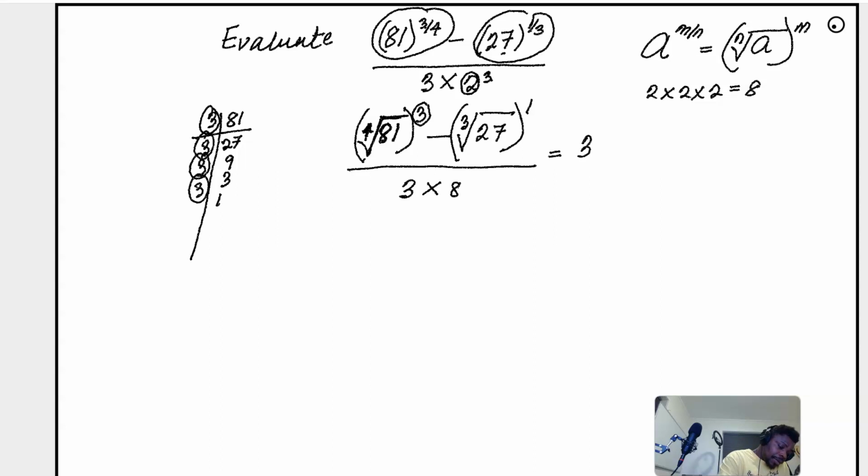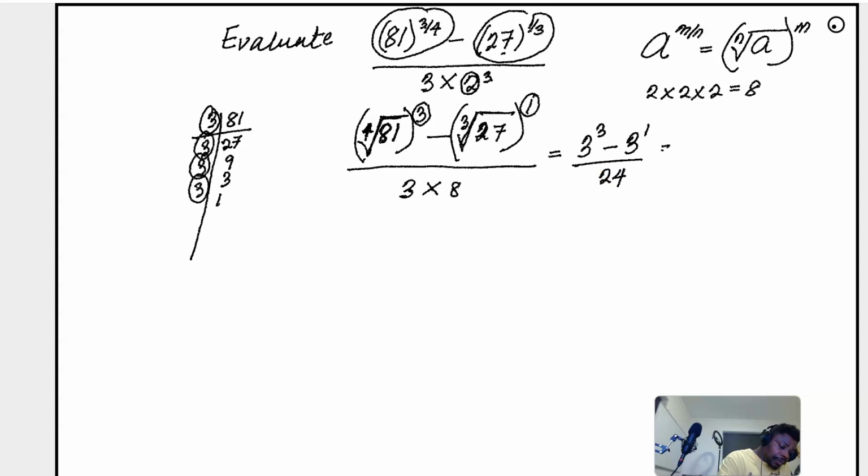And you have it raised by 3 here. Minus, this is the cube root of 27. That means the same number you multiply 3 times that will give you 27. And that is 3. And you have it raised by 1, over 3 times 3 times 8, which is 24.